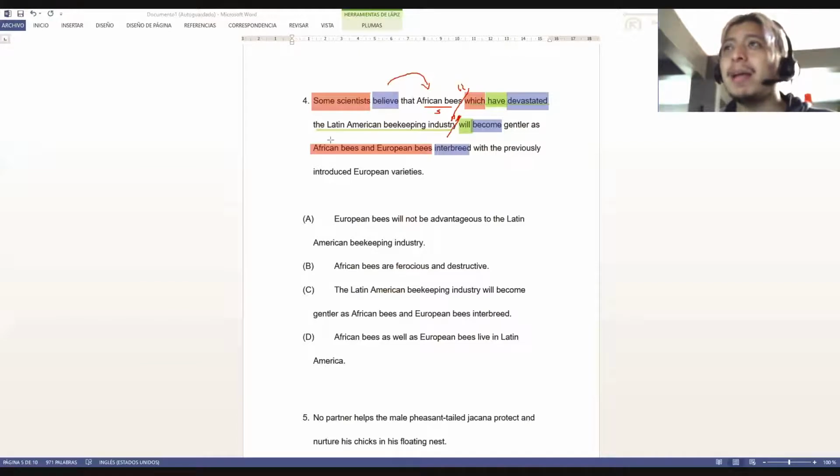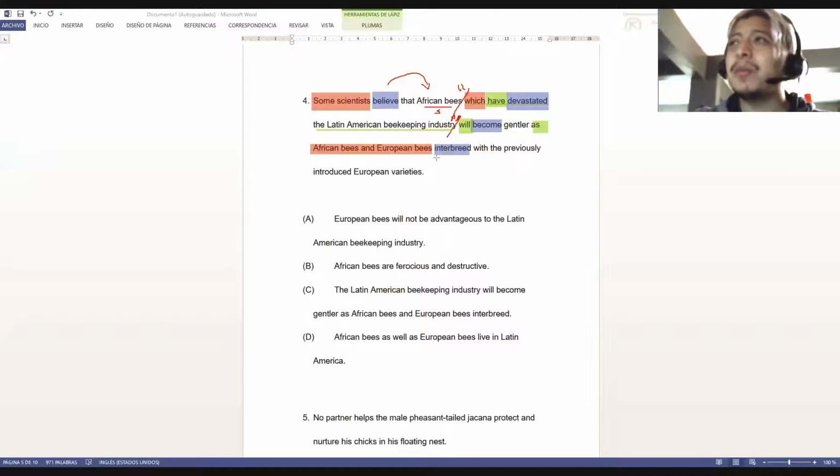So the Latin America beekeeping industry, from Mexico all the way down to South America, has been devastated. It has been almost destroyed. Why? Because of African bees. Yes, but some scientists believe that these African bees will become gentler, will get to be more gentle, less destructive. When? As the African bees and the European bees interbreed.